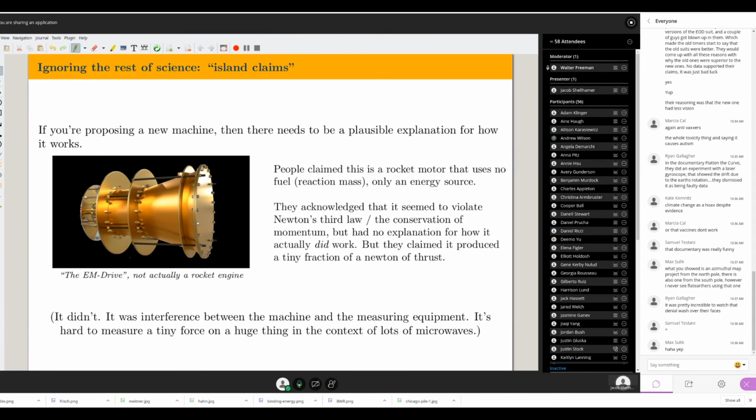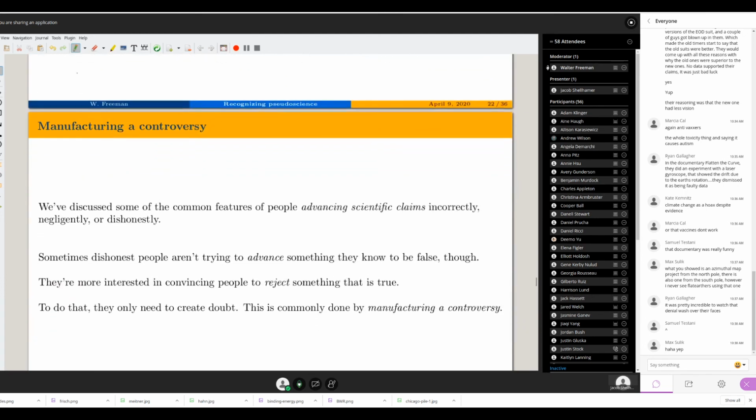It turns out that if you put a whole bunch of very intense microwaves in a box and claim it's a rocket, all of those very intense microwaves will also mess up your measuring equipment. They tried to do this well, and they shielded it as well as they could. But the mistake they made was in not being sufficiently skeptical of something that seems to violate 300 years of experience.